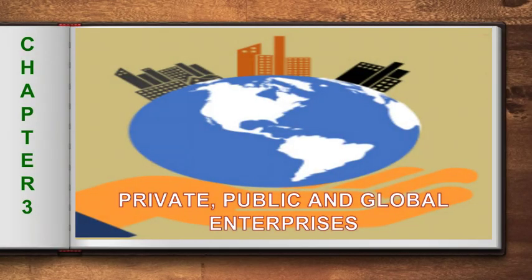The third chapter is Private, Public, and Global Enterprises. So, under this chapter, we will be learning about how some businesses are owned by private people, like you or me. Others are owned by the government, which are called as public enterprises. And some are having branches all over the world. Those kind of businesses are called as global enterprises. All this we will study under this chapter.